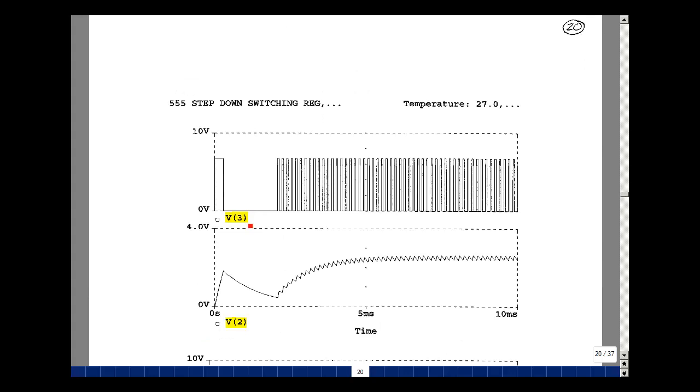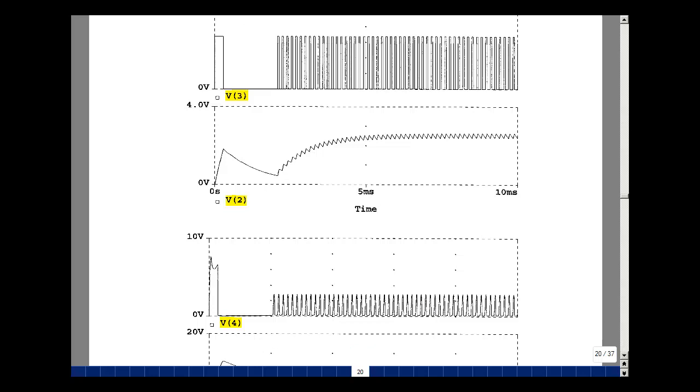This first graph is node voltage 3. This is the output of the astable. Initially goes high, then goes low, and then becomes a series of short pulses. This voltage here is the voltage across the capacitor in the astable. You see it begins to charge up, and then just sort of RC decays, and then goes into what looks like a sawtooth pattern, which is not its normal behavior.